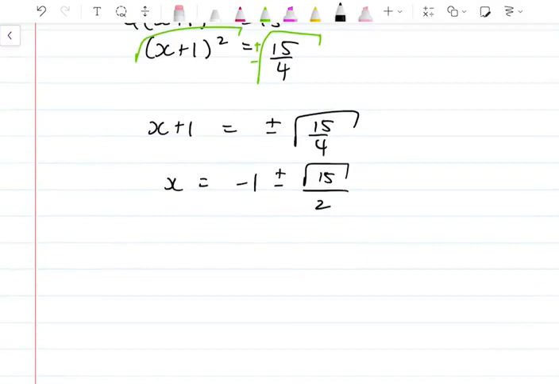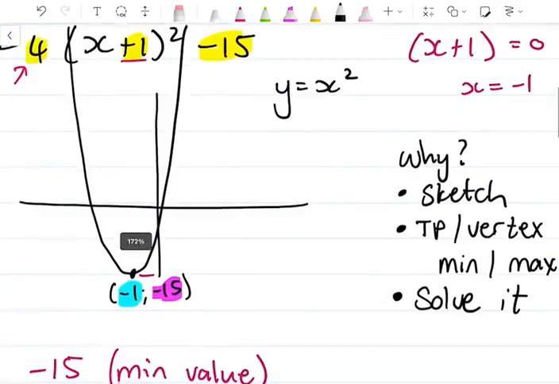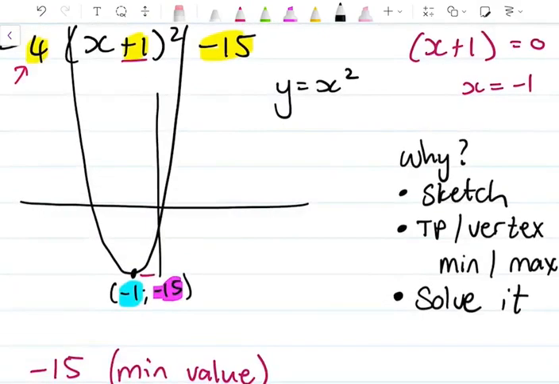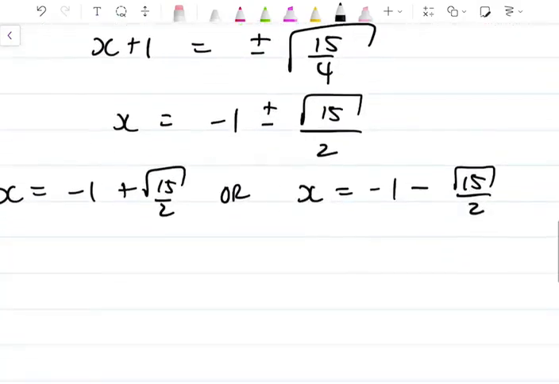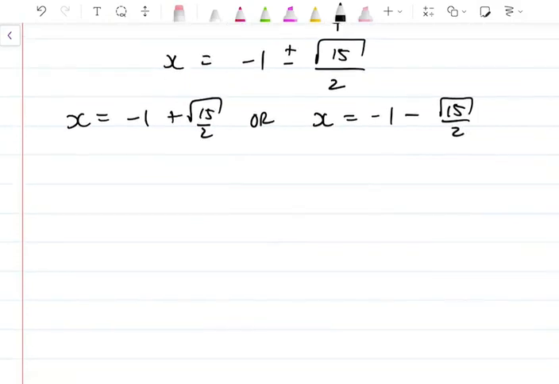So here you can find the decimals for these if you'd like to. x is equal to minus 1 plus root 15 over 2, or x is equal to minus 1 minus root 15 over 2. So those are my two roots of my quadratic, and you can go plot these. I'm not 100% sure where they should lie, but you can find these in decimal format. And so that's one way of solving for the roots of a quadratic when it's in completed square form.